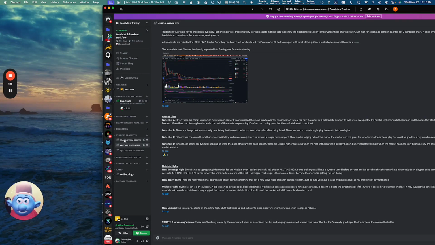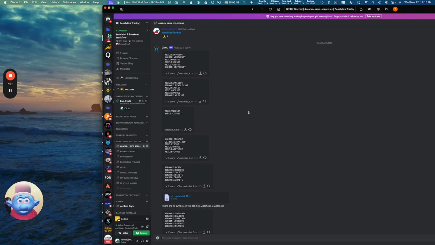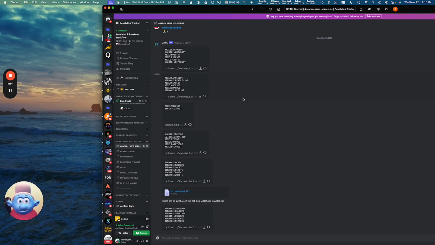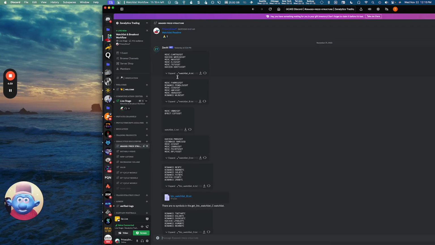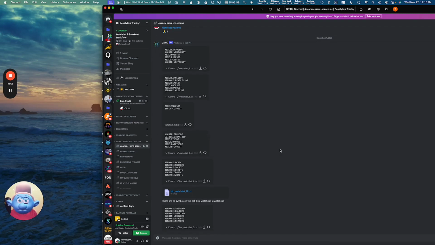Then every day, if you use the category Analytics exclusives, this drop-down category here will have all of the watch lists, and every day there will be a fresh set of watch lists that you can import into TradingView. You can click the little download button on the side, and that'll save it to your download folder. Then inside TradingView, I'll go over that in just a minute, you can import it, and you can look at the symbols.